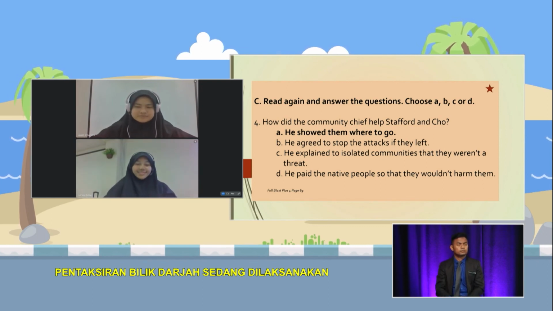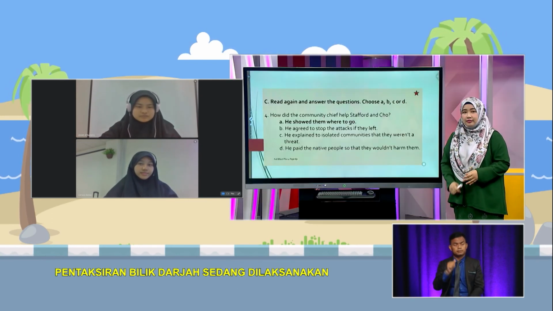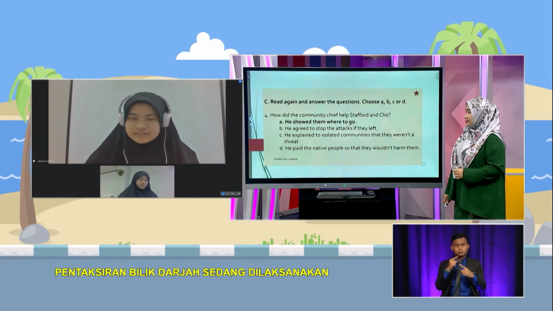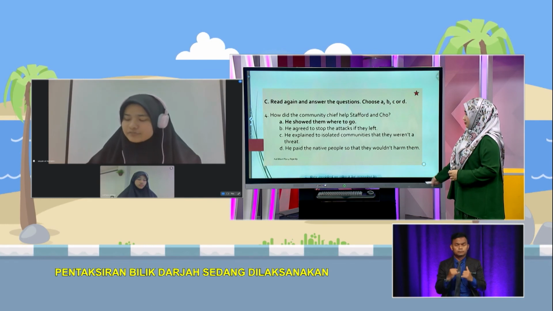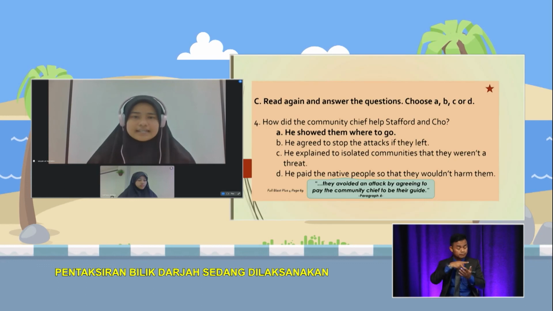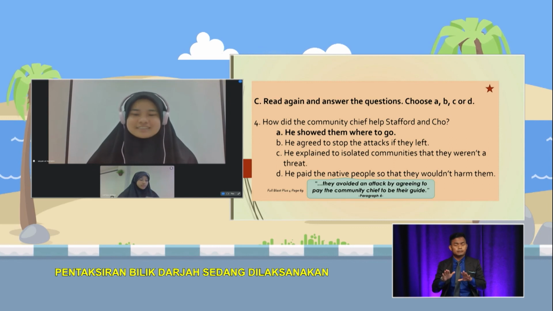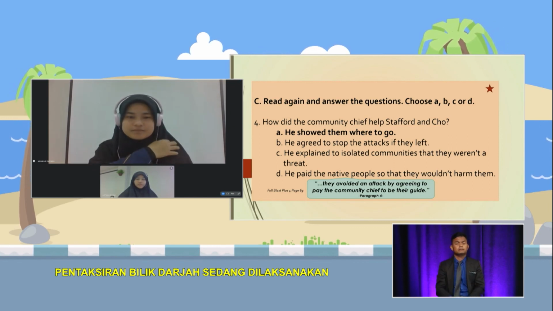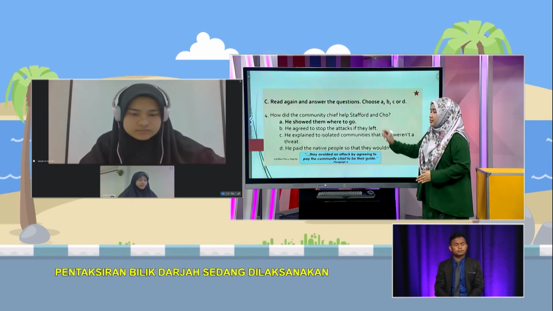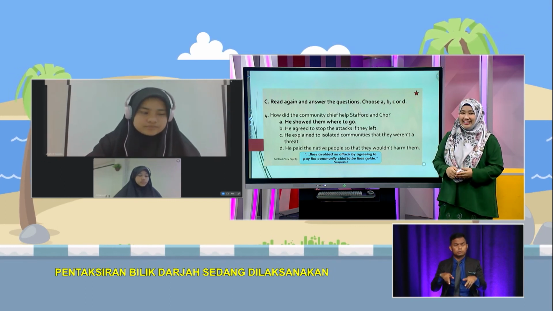Well done. Definitely. Okay, why is A the answer? Could someone tell me? A is the answer because in the fourth paragraph, the last sentence, we see that they avoided an attack by agreeing to pay the community chief to be their guide. Guide means that the community chief showed them where to go, so the answer is A. Okay, thank you. So yes, A is he showed them where to go. It's because the word guide over here is someone who shows somebody else where to go. Right. Okay, so that is correct.